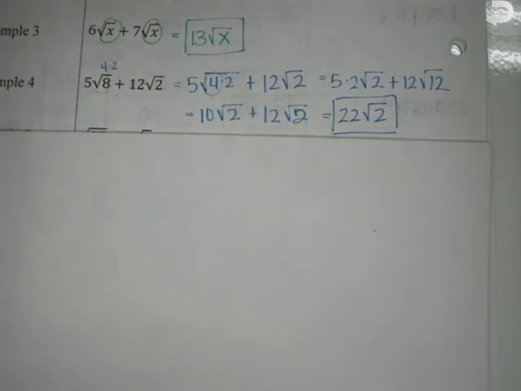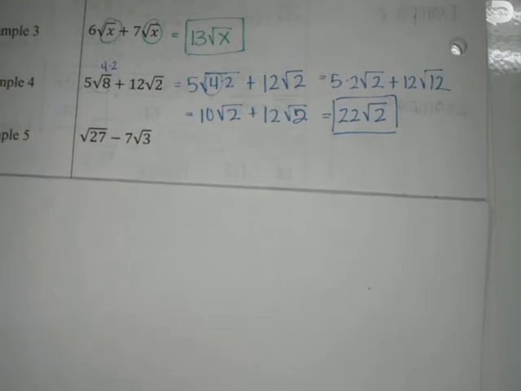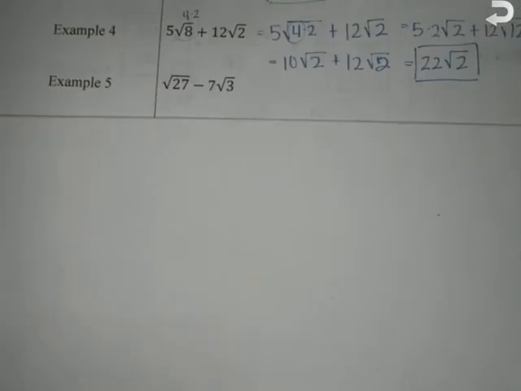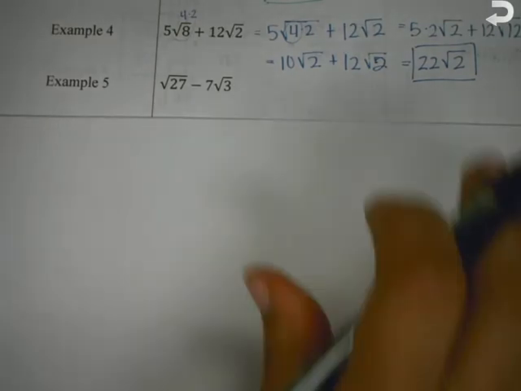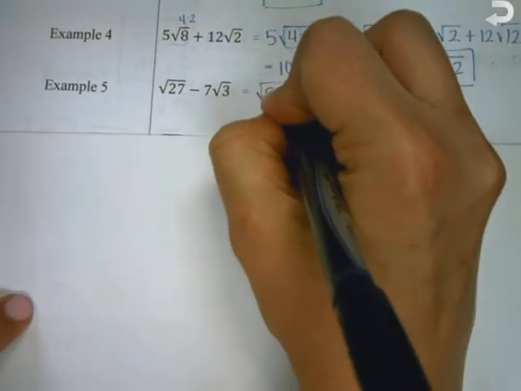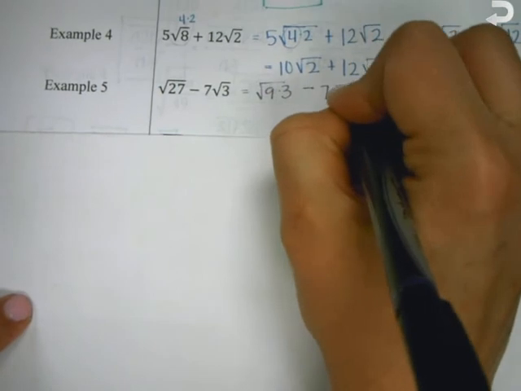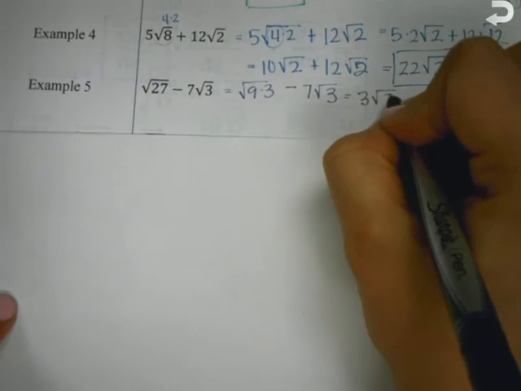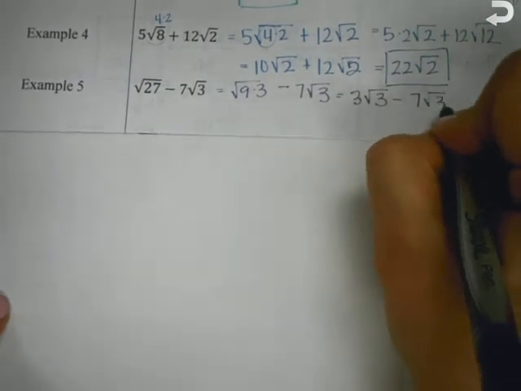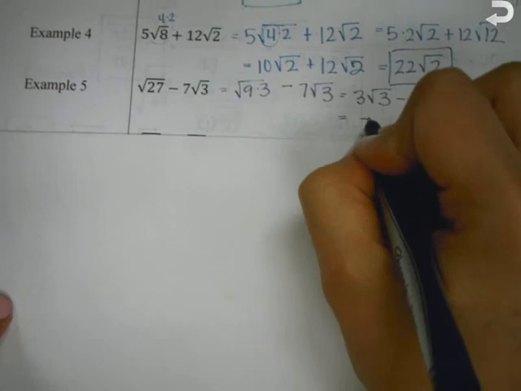Okay. So, try example 5. Okay. So clearly square root of 27 is not reduced as much as possible, correct? How can I break up root 27? 9 and 3. So this is square root 9 times 3 minus 7 root 3. What's the square root of 9? 3. So this is 3 root 3 minus 7 root 3. So what's my answer? Negative 4 root 3. It's okay to have a negative.